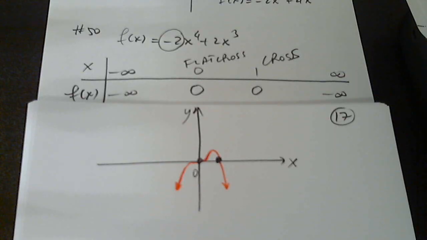Good. So negative 2x to the 4th plus 2x to the 3rd. Good. So it's coming from negative infinity. It crosses flat at 0, 0. It goes to a maximum, crosses regular, a straight cross, at 1.